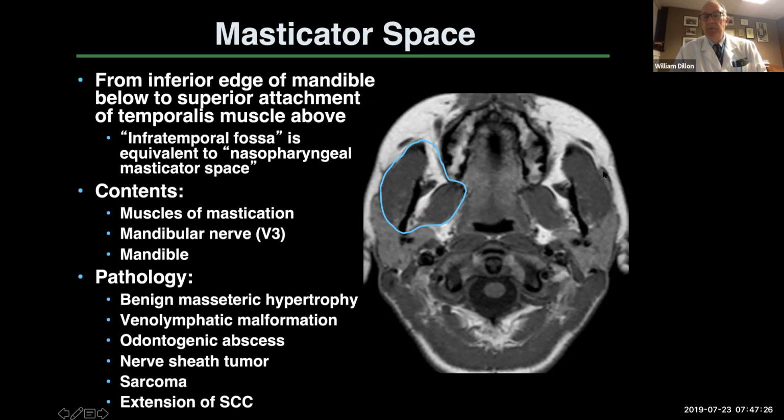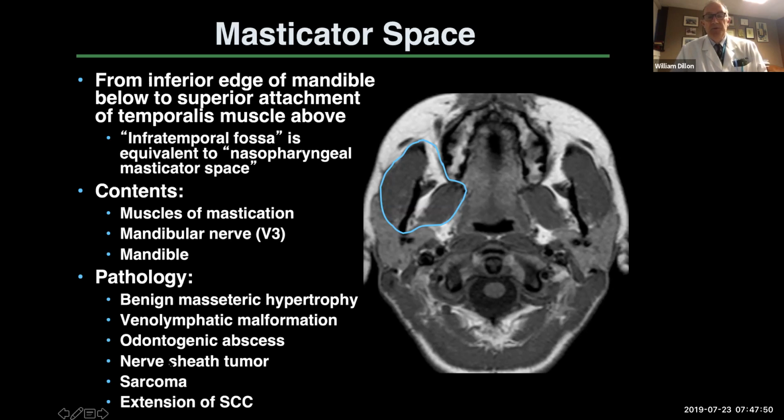One can sometimes see a little slip of parotid tissue along the surface of the masseter muscle. This is the accessory parotid gland, and we'll talk a little bit about that later. One can see benign lymphatic or veno-lymphatic malformations. Abscesses, of course, from the teeth. You might see this frequently, actually, in this area.